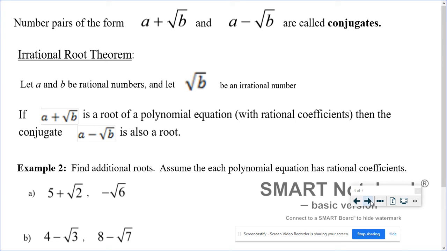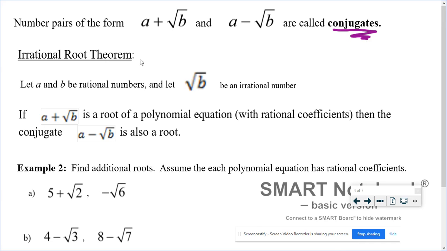All right, second part of the objective. Now we're going to talk about the irrational root theorem and then the imaginary root theorem, and they are very, very similar. First thing we're going to talk about is this definition of the word conjugates. They are number pairs of the form a plus square root b and a minus square root b. Notice how the terms a and square root b are the same. The only difference is the sign of the irrational part. And we are defining square root of b as an irrational number.